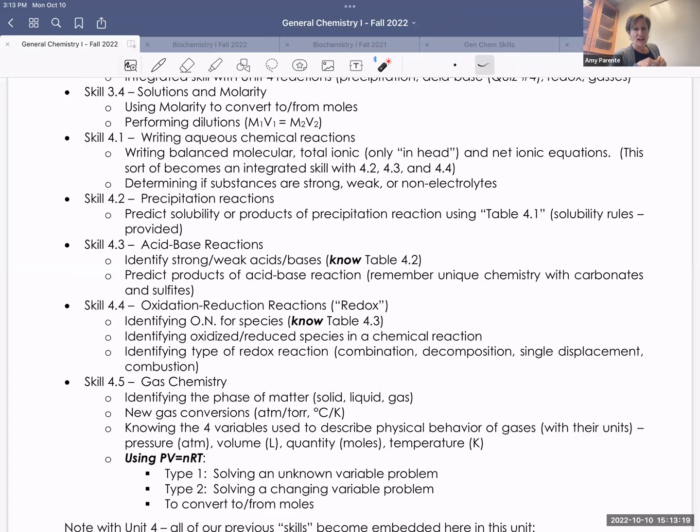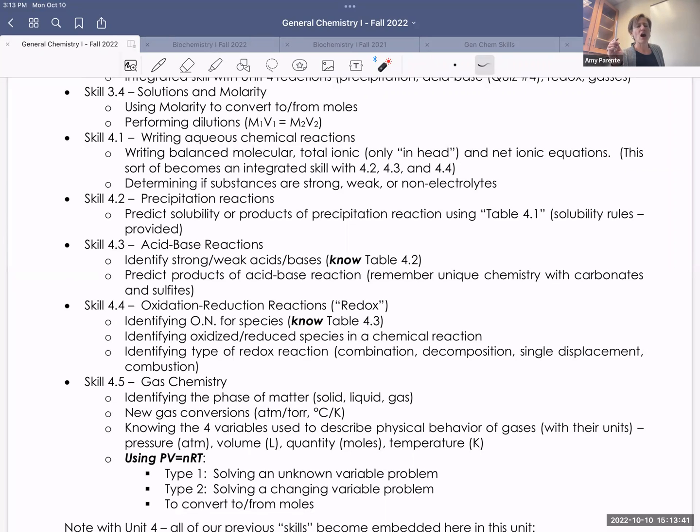So precipitation reactions, you will be given, as you saw on your quiz, that table 4.1. You just need to know how to use it to determine if something forms a precipitate. And then not only being able to qualitatively predict whether or not something happens, but you could have a stoichiometry problem based on that.